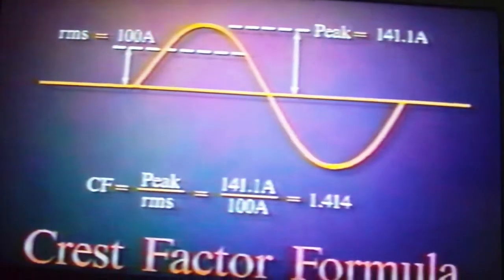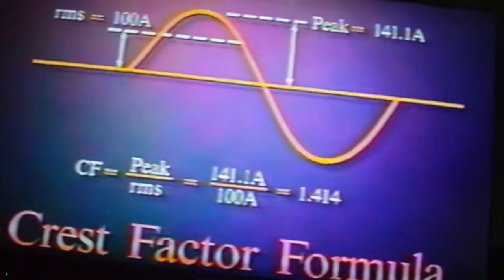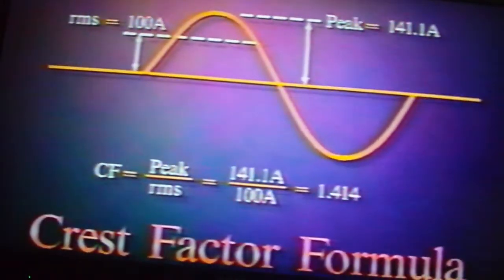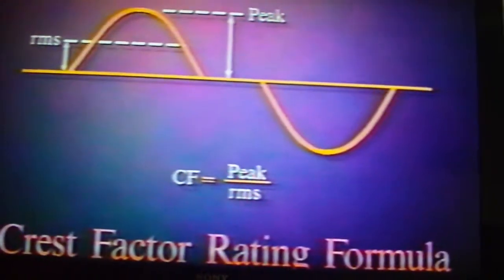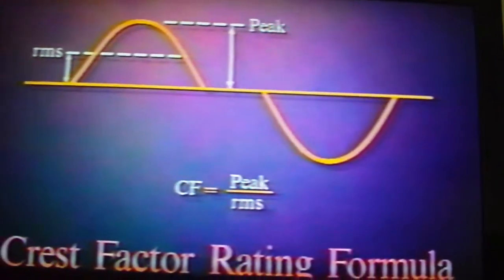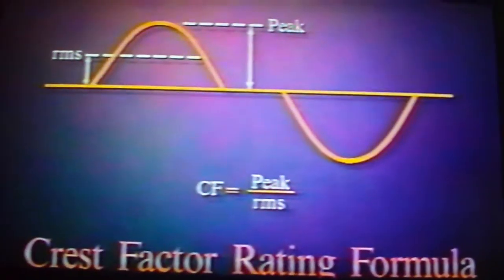A true RMS meter's crest factor spec relates to the level of peaking that can be measured without errors. The crest factor of a waveform is the ratio of the peak value to the RMS value. For a sine wave, the crest factor is 1.414. A good quality meter has a crest factor rating of at least 3 at full scale, more than adequate for most power distribution measurements.